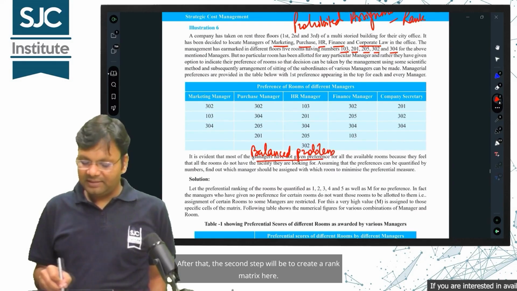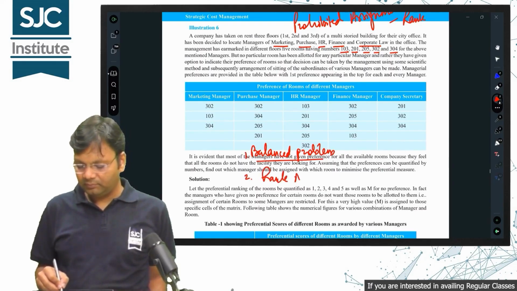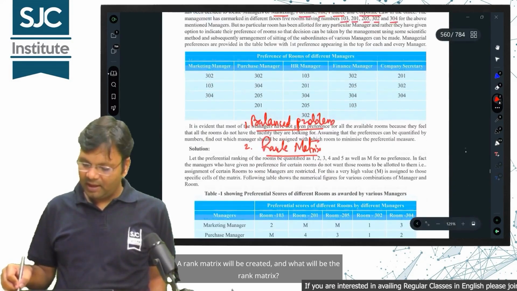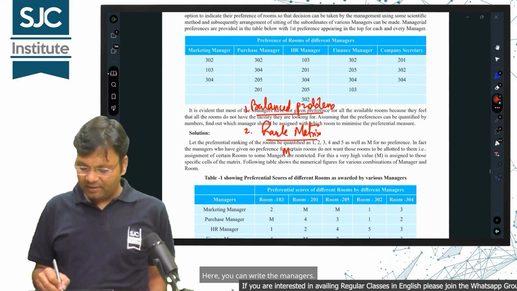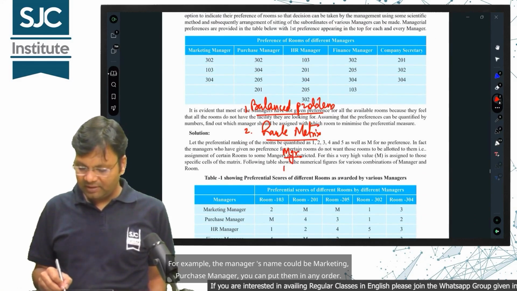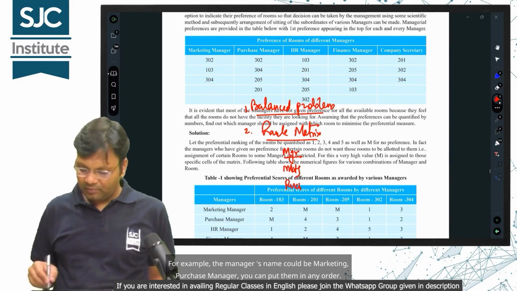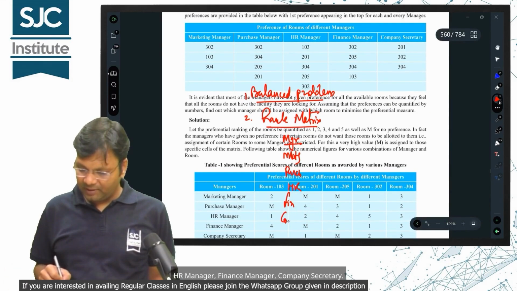After that, the second step will be to create a rank matrix here. What will happen? A rank matrix will be created. And what will be the rank matrix? Here, you can write the managers. For example, the manager's name could be marketing, purchase manager. You can put them in any order. You can also put the managers on the opposite side. HR manager, finance manager, company secretary.